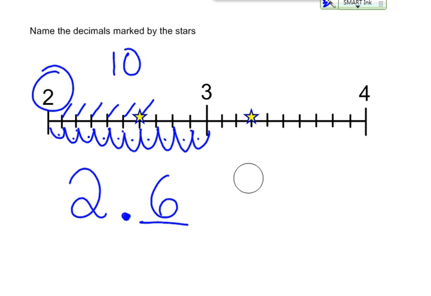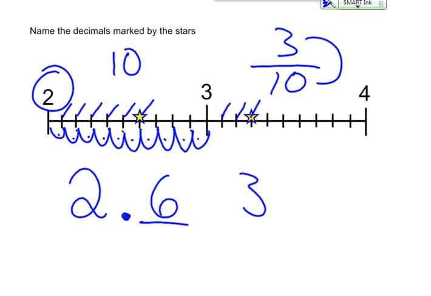We look at our second star then, and we say, okay, we're starting at 3 this time. And we go 1, 2, 3. 3 out of the 10 parts, or 3 tenths, 3 decimal point, tenths, we have 3 tenths. So our second star would be 3.3.